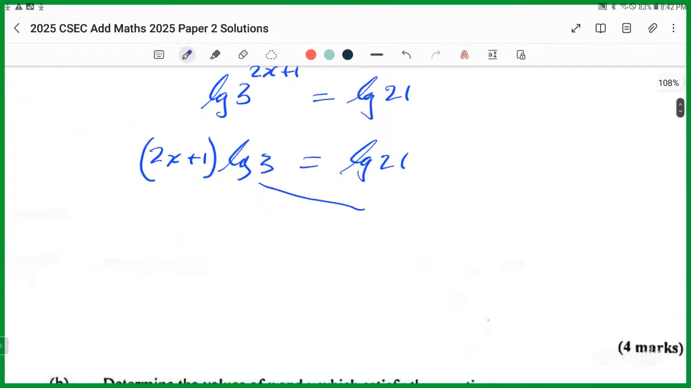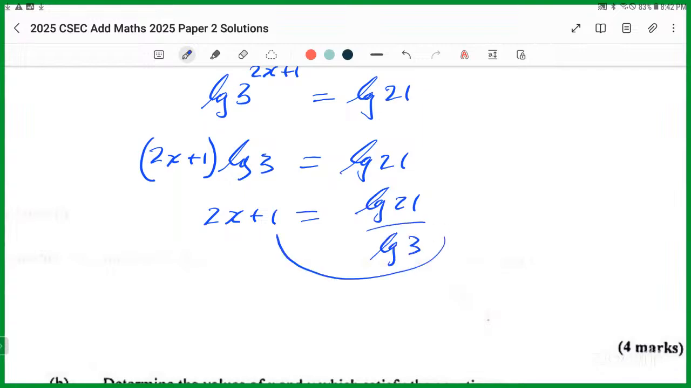Then we can divide by this log of 3, then subtract that 1, and then divide by 2, and write the final answer in one step. Well, let's go step by step. 2x plus 1 is going to be the log of 21 divided by the log of 3. Then we can transpose the 1 and then divide through by 2. So we're going to get that x is equal to half of this, half of the log of 21 over the log of 3.